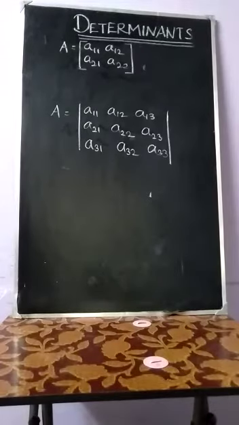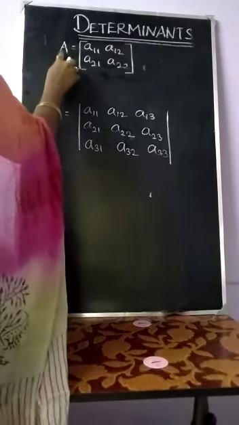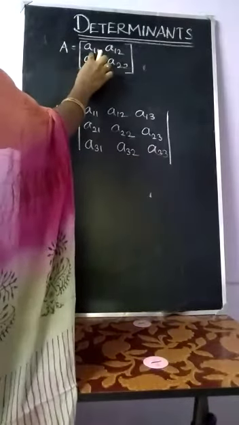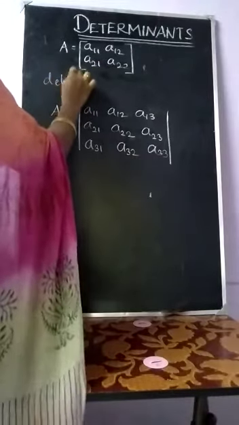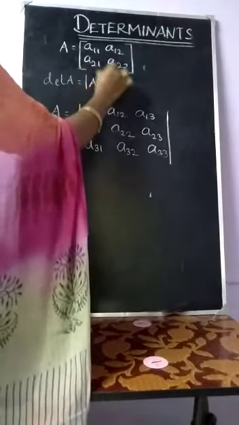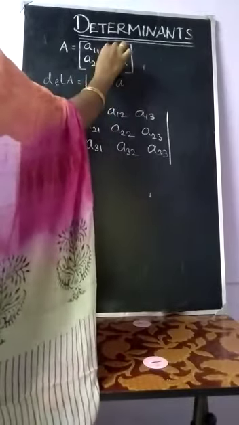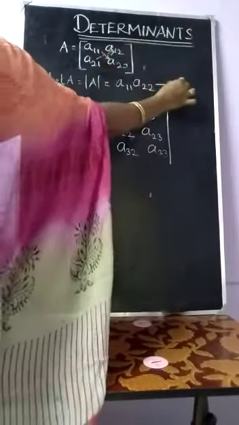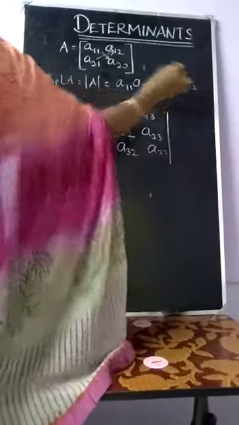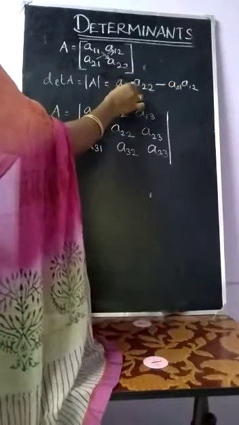Expansion of a determinant. A 2 cross 2 matrix is given, that is A is equal to A11, A12, A21, A22. This is the determinant of a matrix of order 2. How can we expand the determinant? Modulus A is found by the cross multiplication method. That is A11 into A22 minus A21 into A12. We have to find the values using this step only.